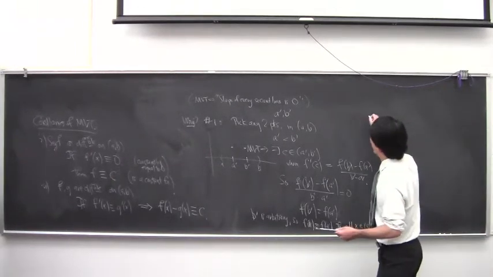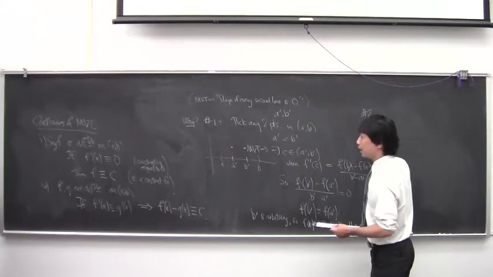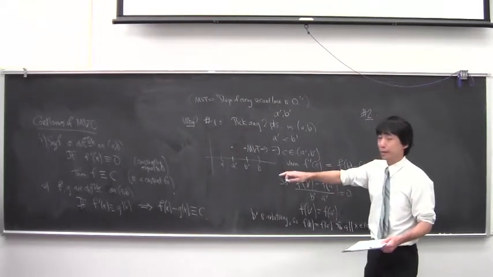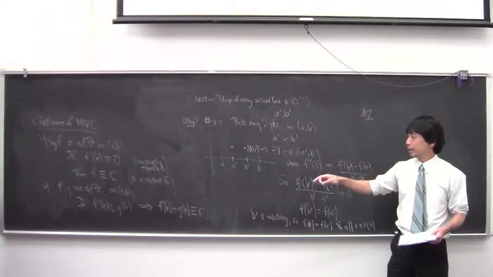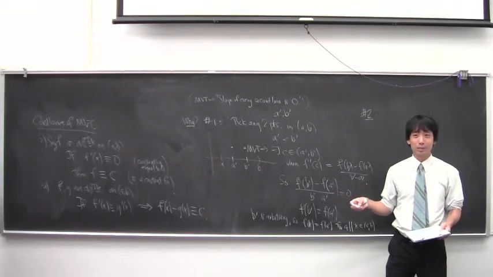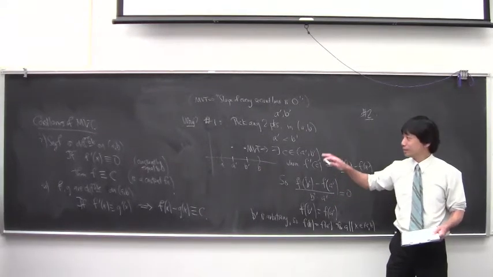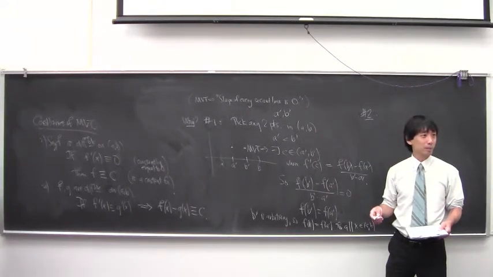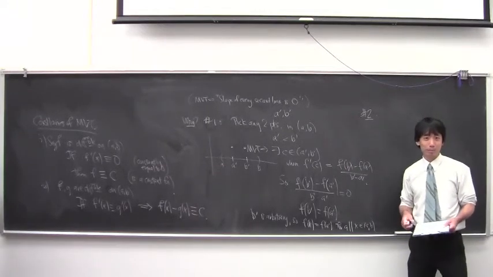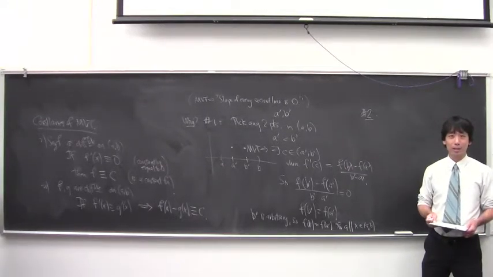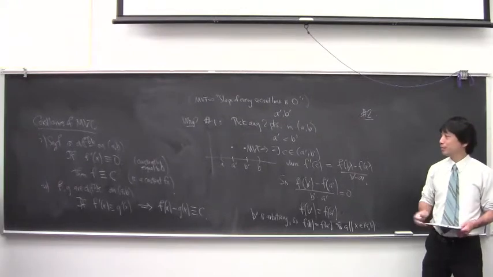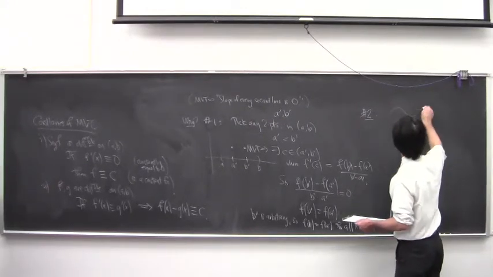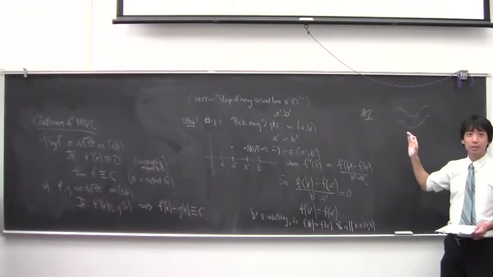And then the second one: if you have two functions and they have exactly the same derivatives, then they must differ by a constant. Does anyone see why this is almost the same thing as the first one? Can anyone explain it? If you have two functions and they have exactly the same slope, then they must differ by a constant.